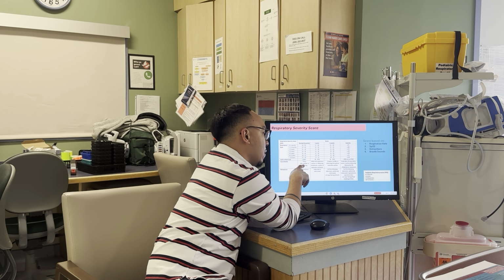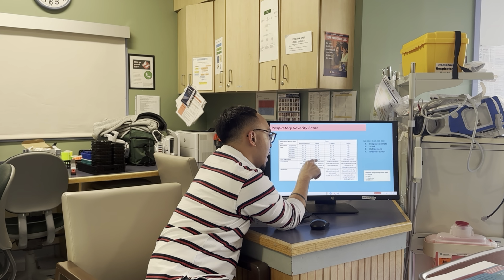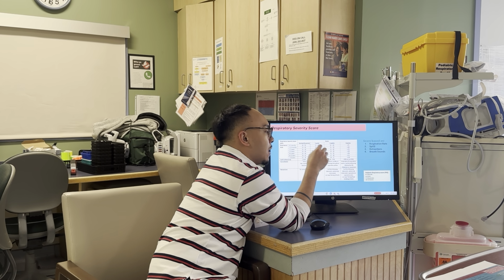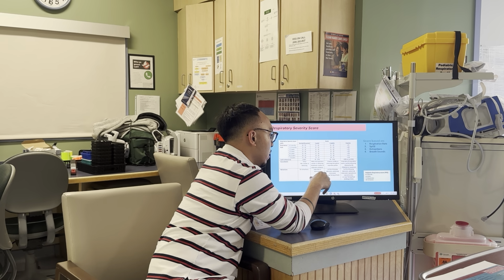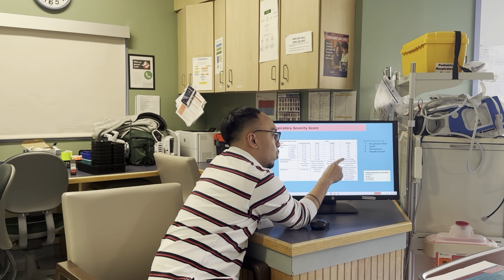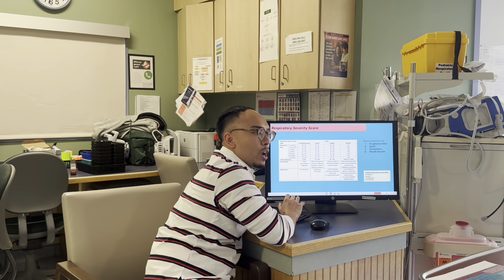Auscultation, from left to right, you have clear, no crackles or wheezing. 1 point is mild expiratory crackles or wheezing or scattered crackles. 2 points, now you're more definitive that there's an expiratory wheeze going on or coarse crackles. And then 3 points, it's both inspiratory and expiratory wheezing or coarse crackles, diminished breath sounds, or minimal air movement.